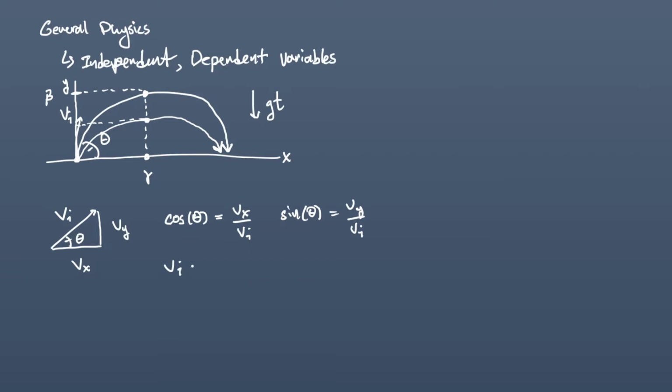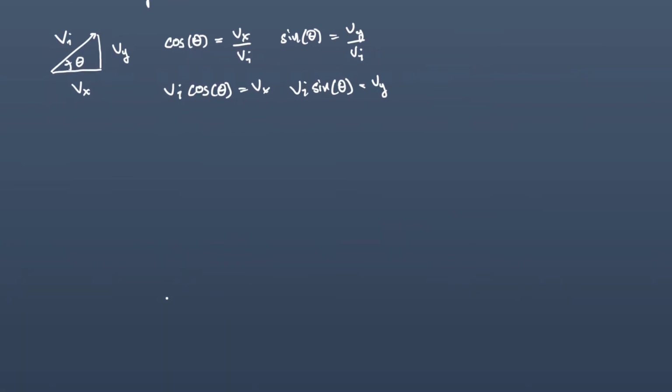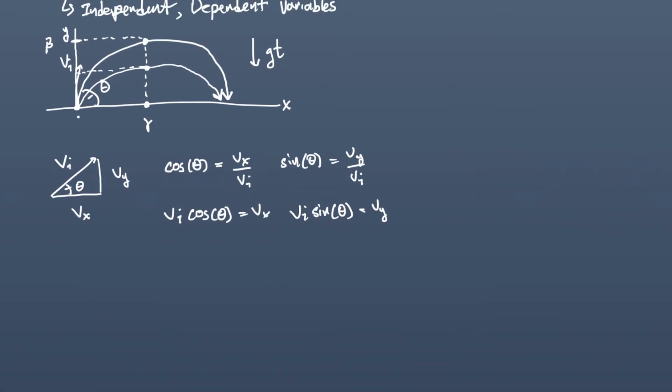We could say Vi times cosine theta is equal to our velocity coordinate in the x direction here. And Vi times the sine of this angle is the velocity in the y direction. So we can see that our velocity in this direction really only has this component to it, but our velocity in the y direction has this component to it as well.